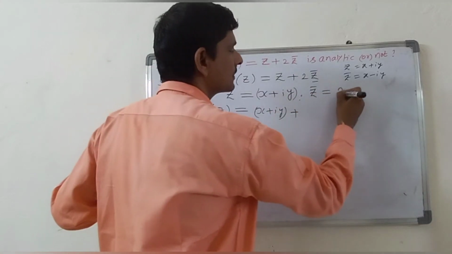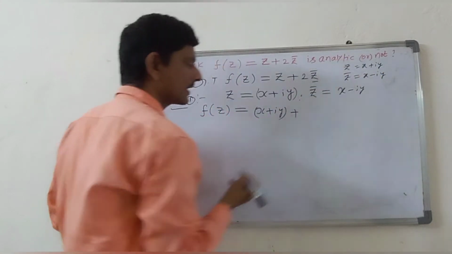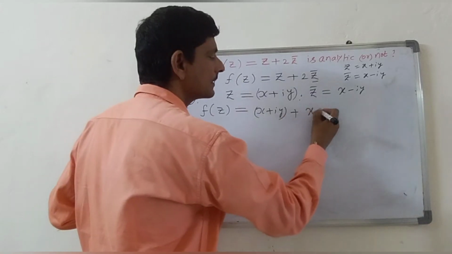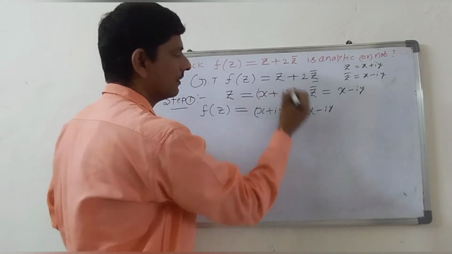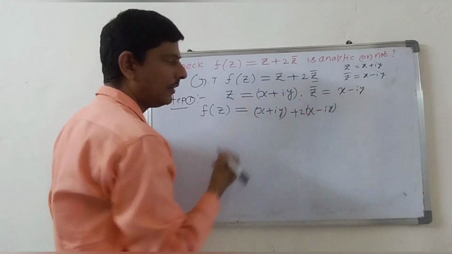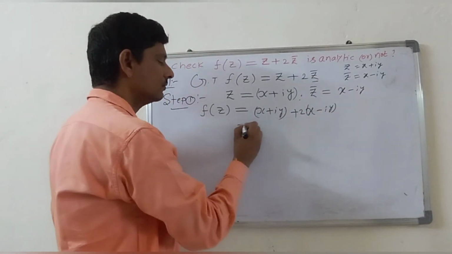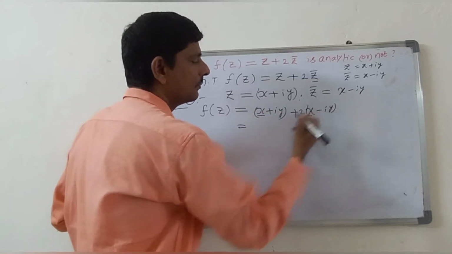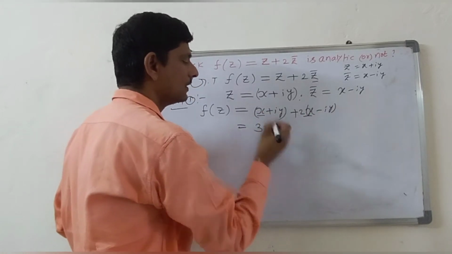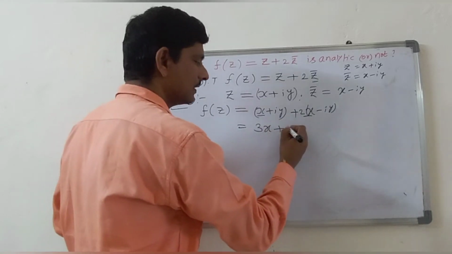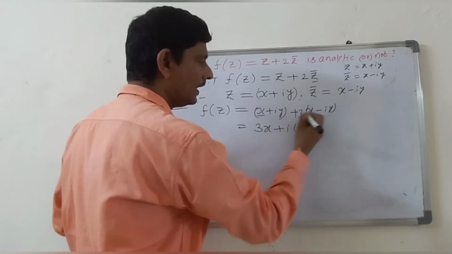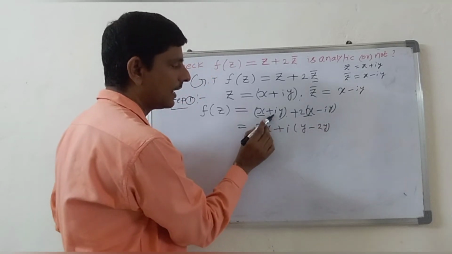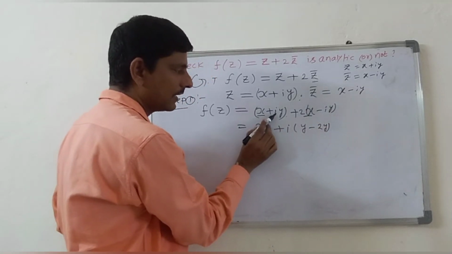So in the place of z bar we can substitute x minus iy. Here f of z is equal to x plus iy plus 2 into x minus iy. Now we have to change it into real and imaginary parts. The real part is x plus 2x, which is 3x, plus i into y minus 2y, if we take i common from the imaginary parts.